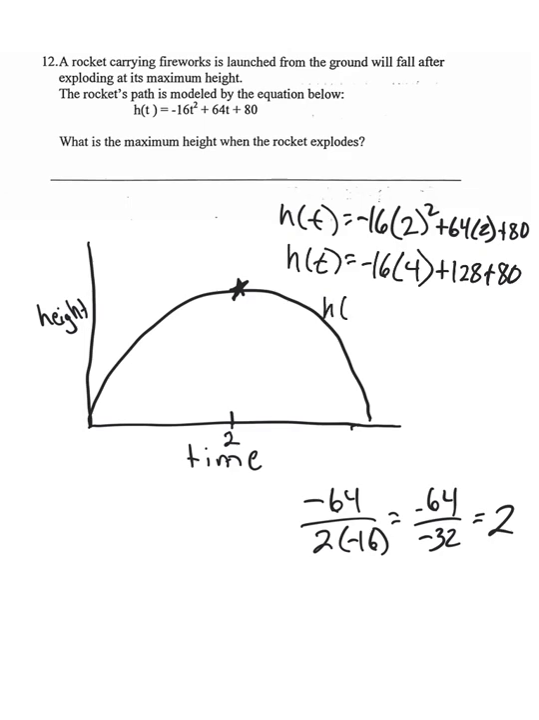I'm just doing all these little steps. So I end up having negative 64 plus 128 plus 80, which ends up coming out to 144.